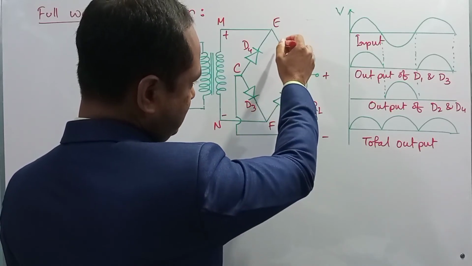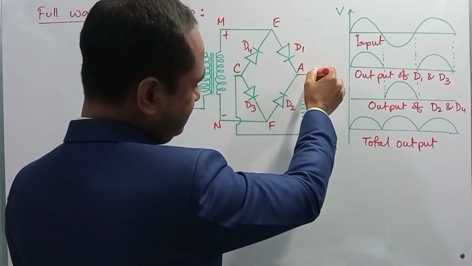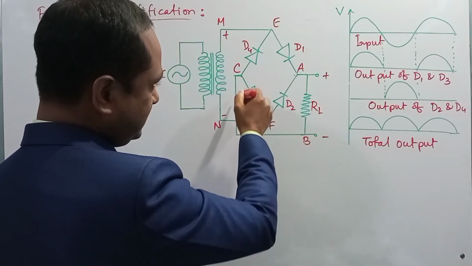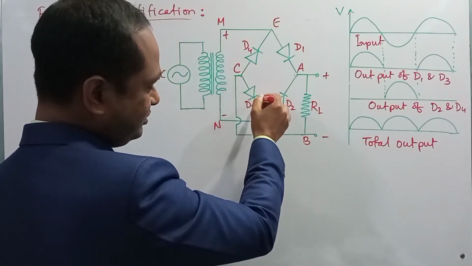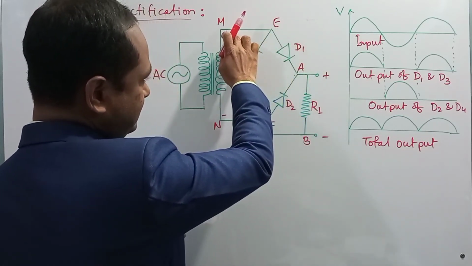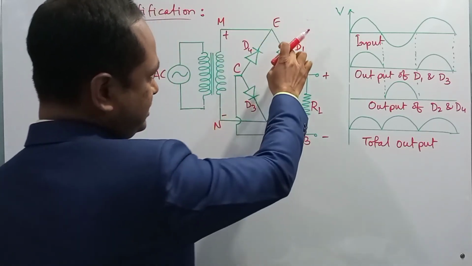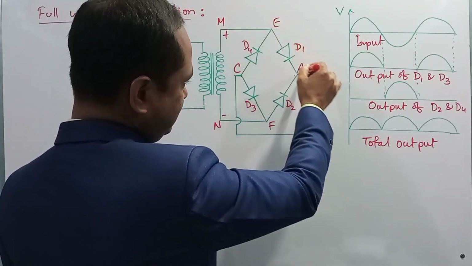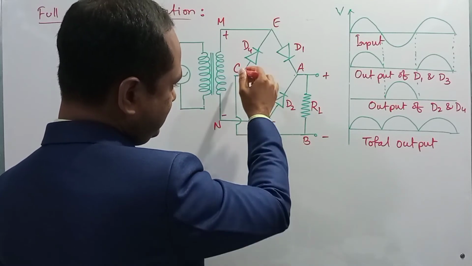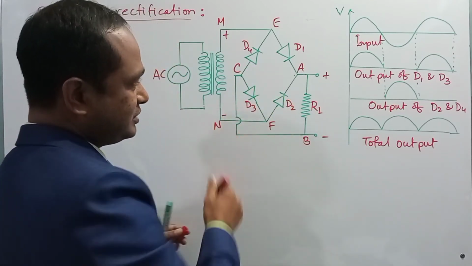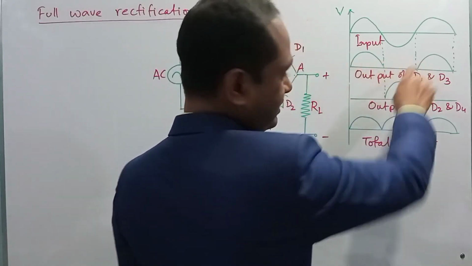So current will pass through D1, then the load resistance, then B, then follow this path and pass through D3, because in the first case, with the positive end at M and the negative end at N, D1 and D3 will be active. So current will pass through D1, then the load resistance, then following this path it will pass through D3 to the negative end, right, which is represented in the graph.